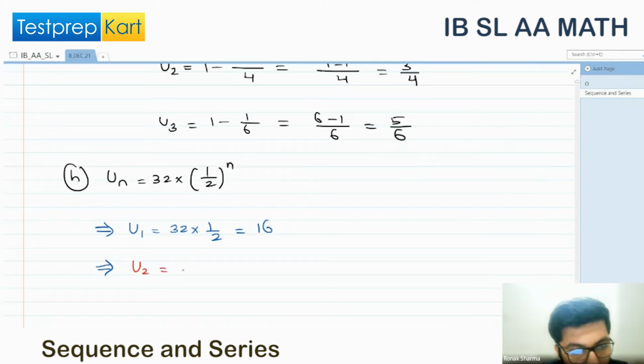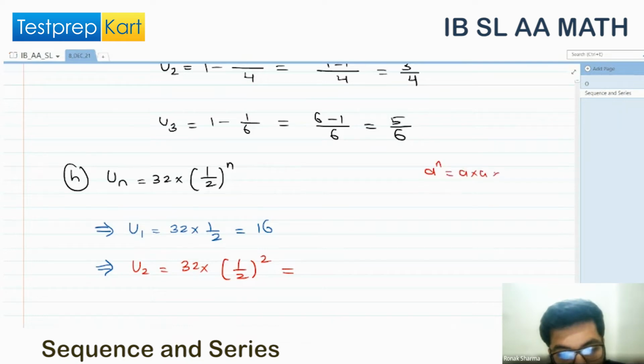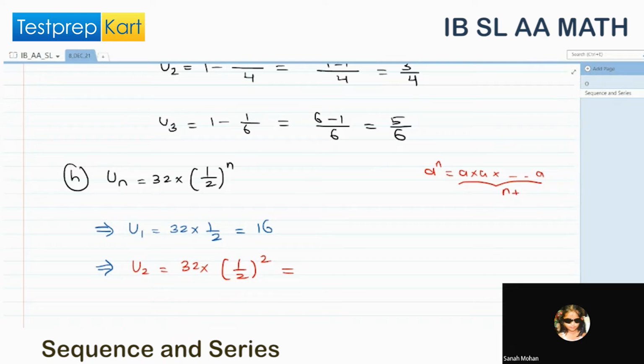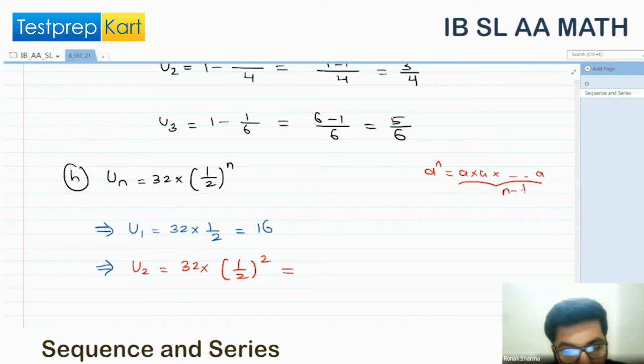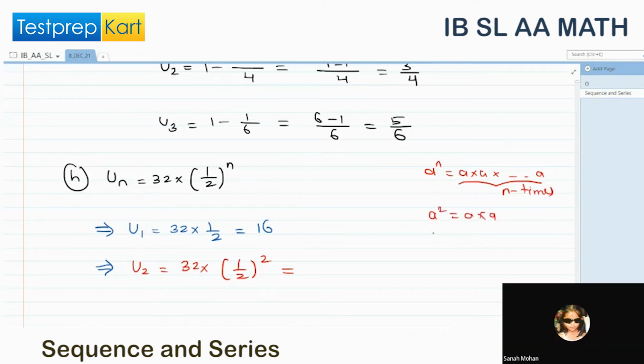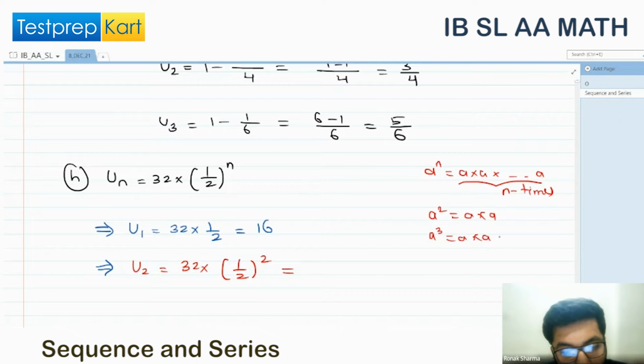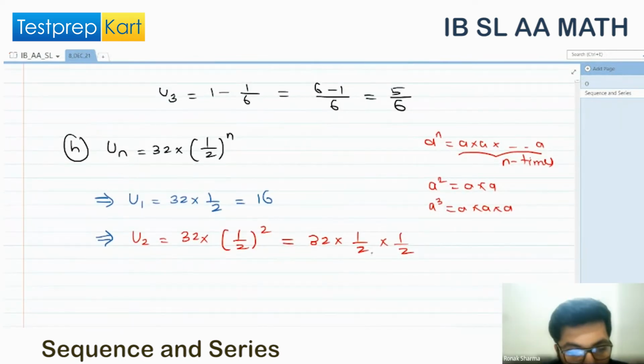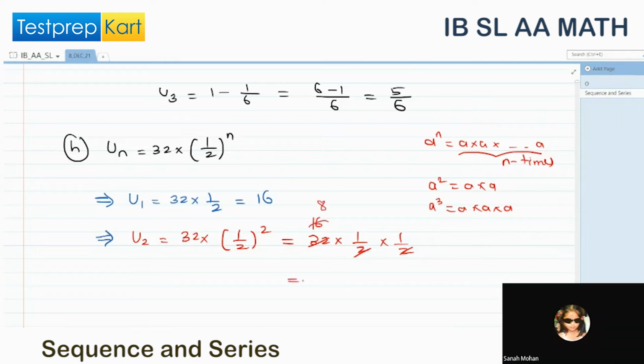Then U2 equals to 32 into 1 by 2 square. Now we know that A power n is what? Multiplying A how many times? N times. That means what? A square is A into A. A cube is A into A into A. So here it will become 32 into 1 by 2 into 1 by 2. So you can see that we can cancel this with 16 times and again this with 8. Okay. So this will become 8.